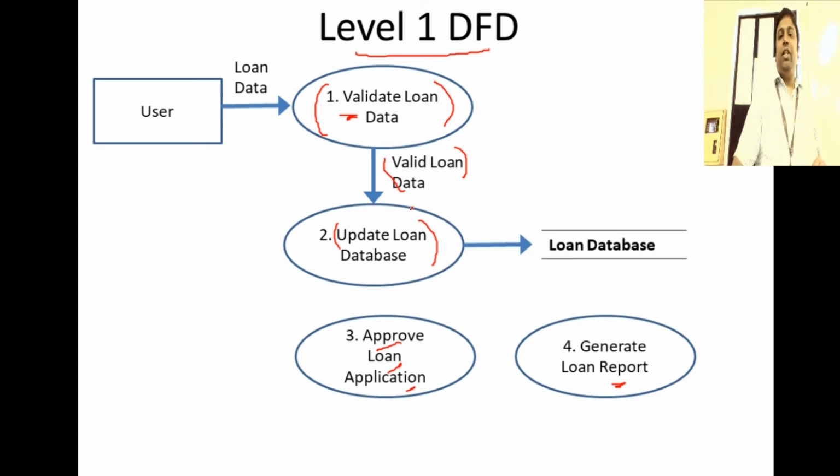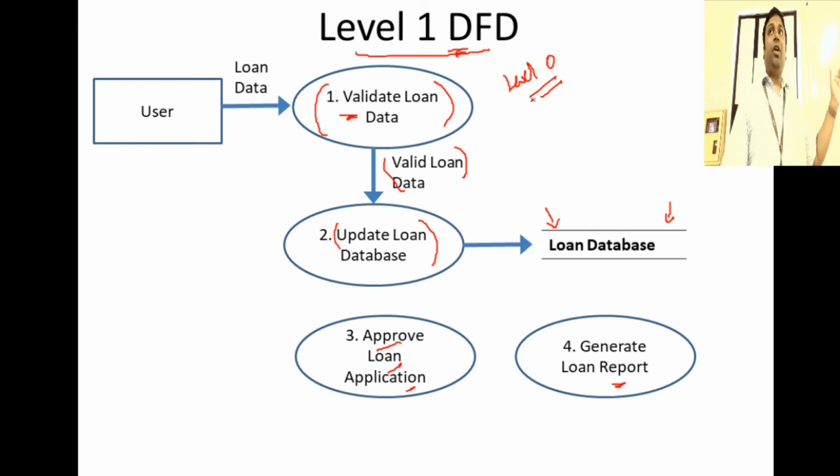So you should mention the data store where this process stores that particular data. Here this valid loan data is actually going to the loan database. And this is how you represent a data store. You should always keep in mind you give a data store only from level 1. You should never include a data store in level 0. That is the previous diagram. You should always include a data store only from level 1 decompositions.